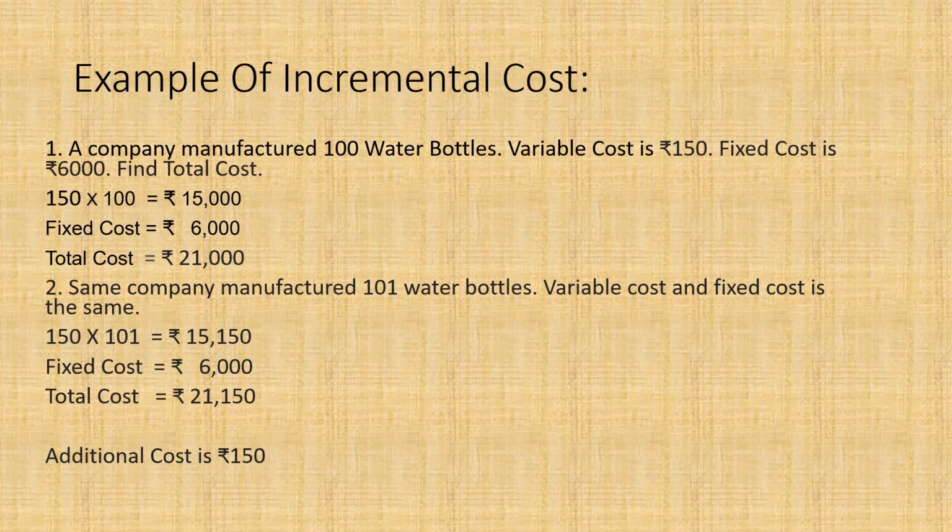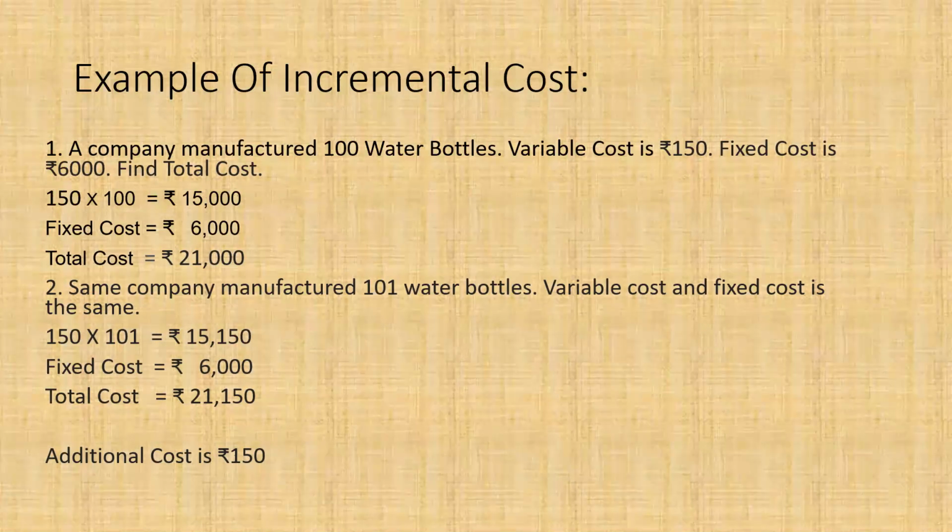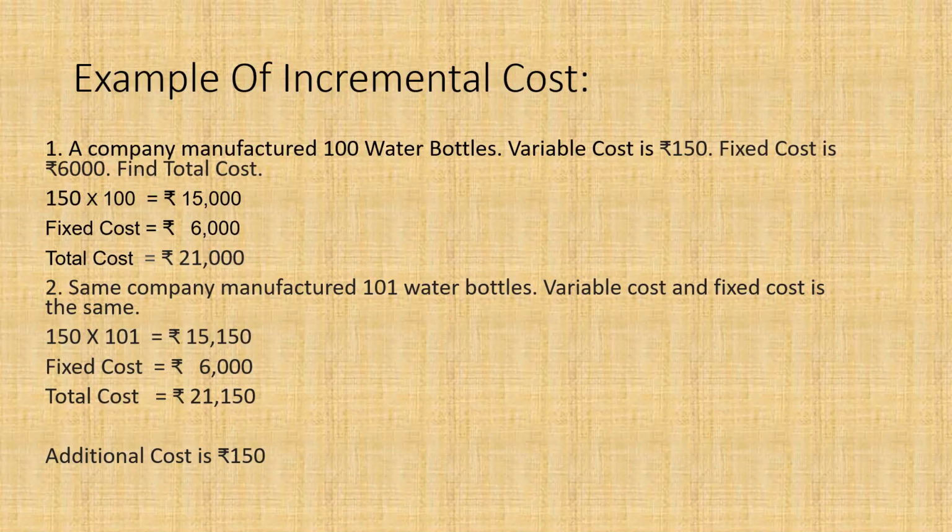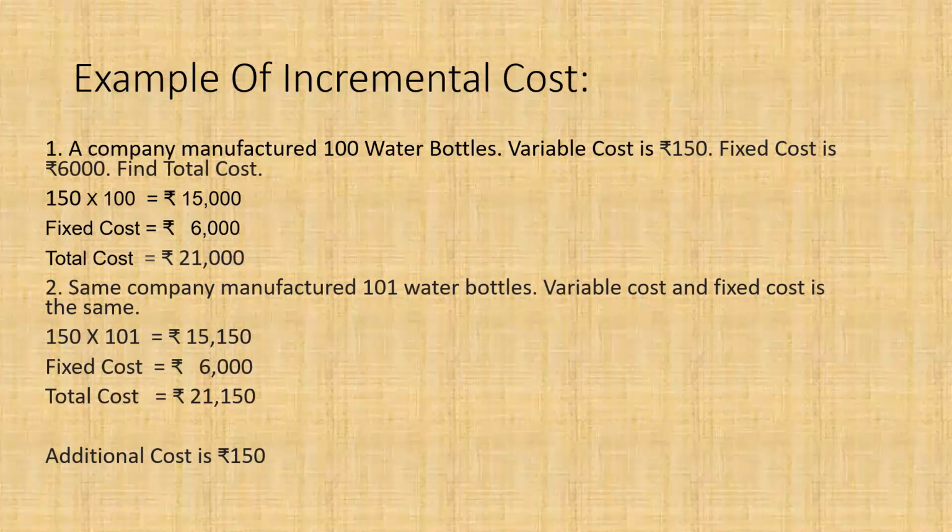So the total cost would sum up to 21,000. And in the second case, the same company manufactured 101 water bottles. Variable cost and fixed cost remain the same. So in the second case, how much is the variable cost? 150. Good. So 150 into 101, this time one extra, would be 15,150. And the fixed cost is the same, 6,000. So the total cost would be 21,150.